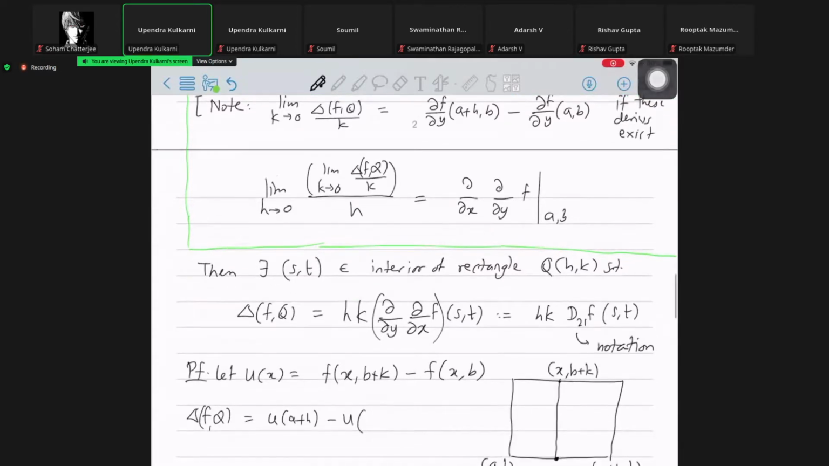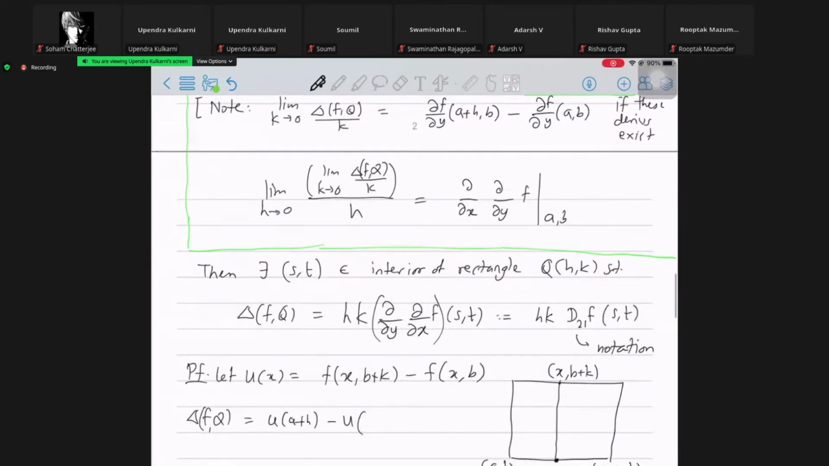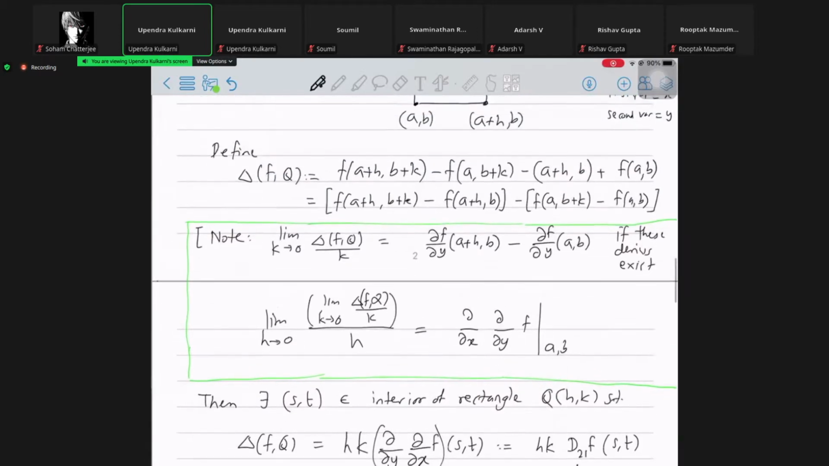Notice that in the definition of u, the first slot is kept fixed. It is at x, and the second slot changes between b plus k and b. That's exactly what I have on the second line. In the first square brackets, I have the quantity u of a plus h. And what is the quantity in the second square brackets? u of a. So good. Now I play the usual game. I apply the mean value theorem to this.